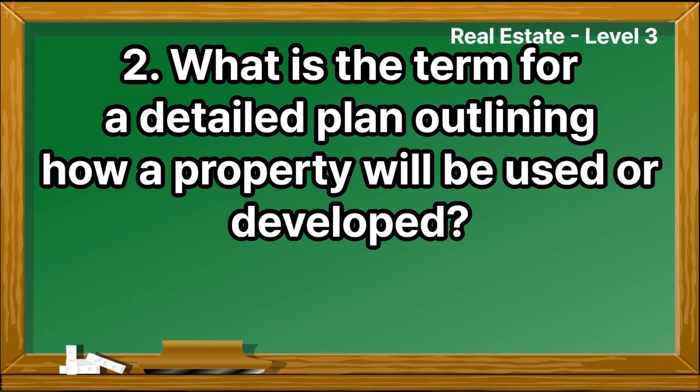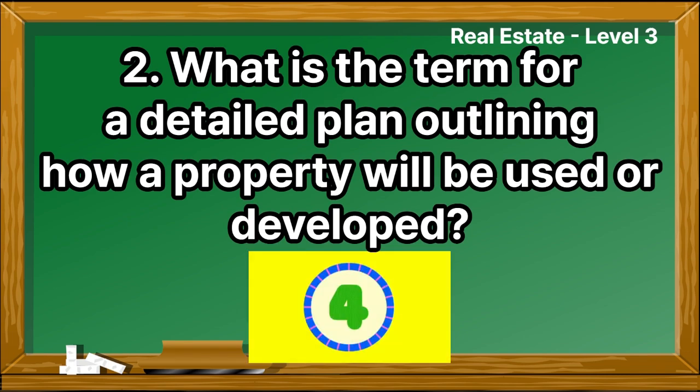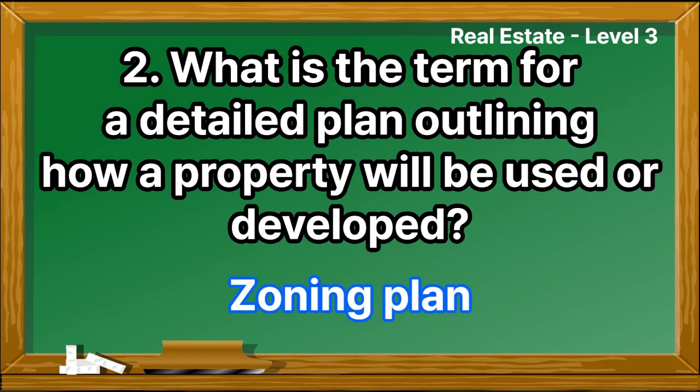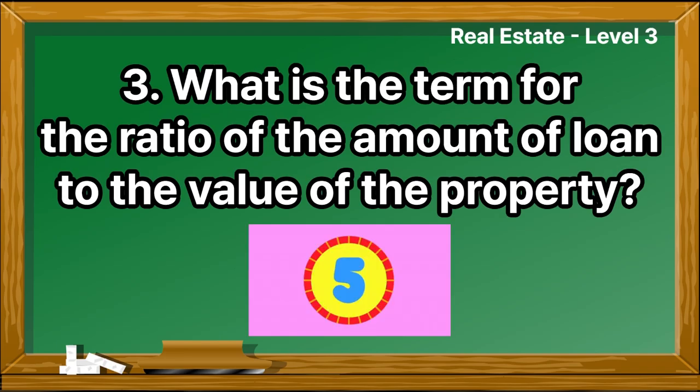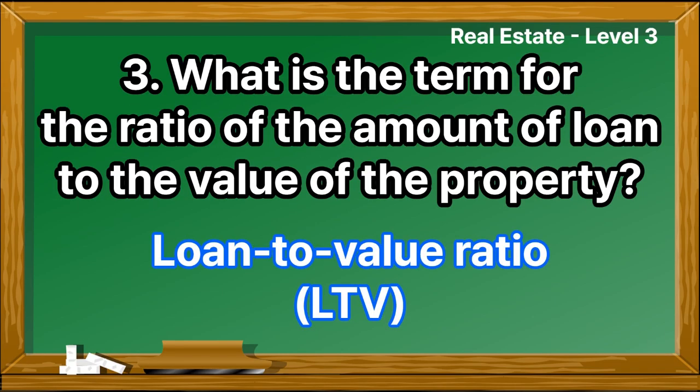What is the term for a detailed plan outlining how a property will be used or developed? Zoning plan. What is the term for the ratio of the amount of loan to the value of the property? Loan to value ratio.